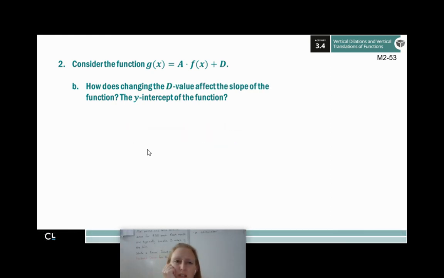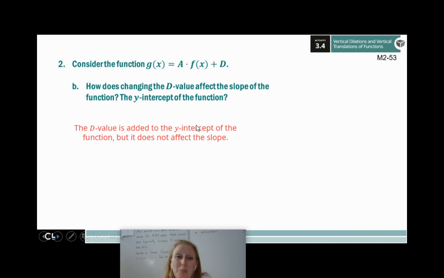What about the d value? How does the changing d value affect the slope of your function? How does it affect the y-intercept of your function? Hit pause, write it down, hit play when you're ready to check your work. So I noticed that the d value doesn't affect the slope at all, but it does get added onto the y-intercept of the function. So the d value does affect your y-intercept, doesn't affect your slope.